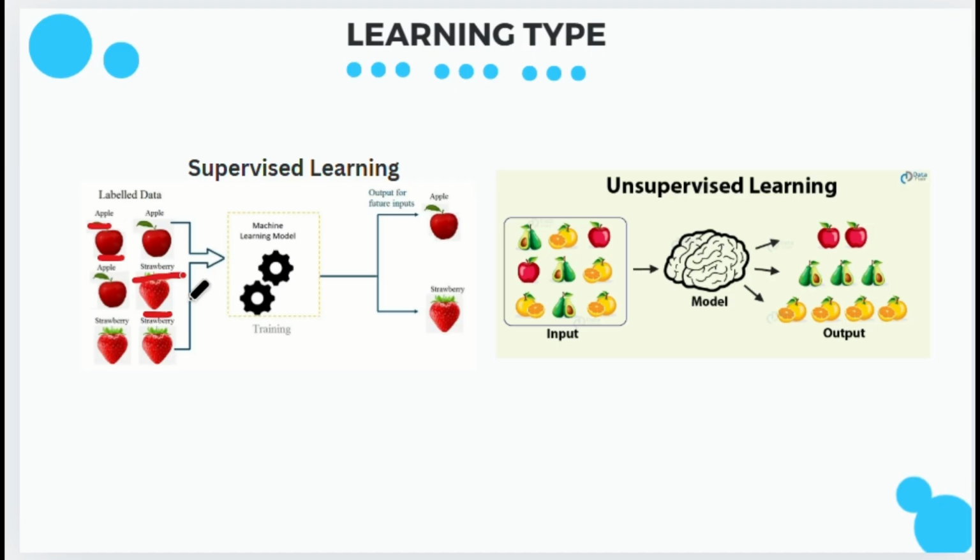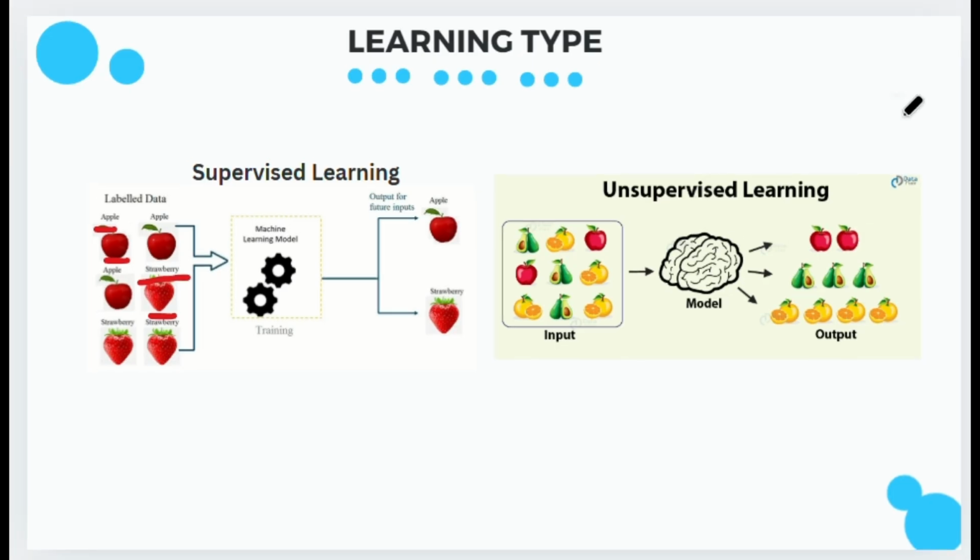Think of a teacher in a classroom. The teacher gives you questions and the correct answers. You practice with them until you learn the pattern. Later, when the teacher gives you a new question, you can guess the right answer. This is supervised learning, where the model, or the computer, learns from the data with answers, or the labels.